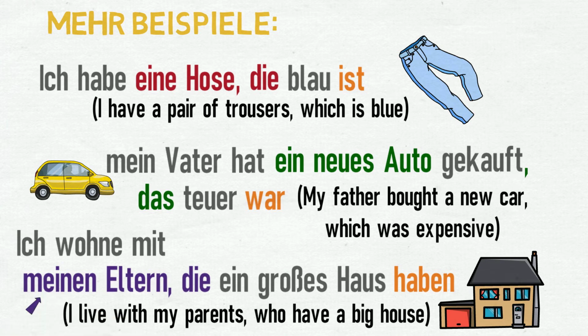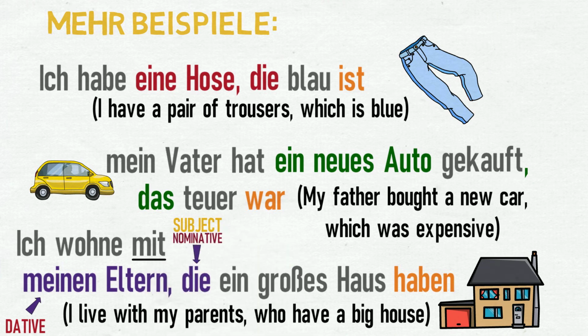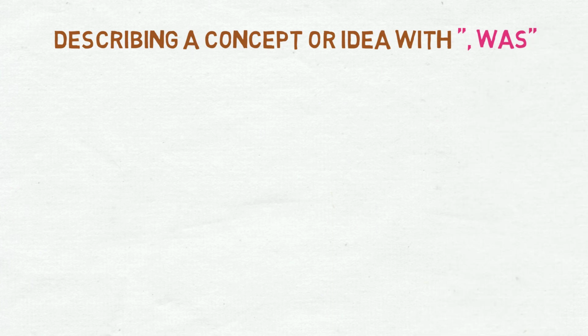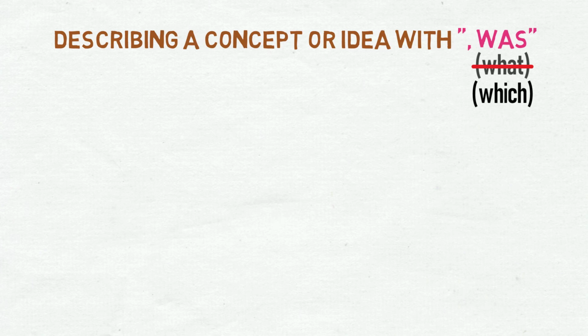As meine Eltern, shown here in the dative case as meinen Eltern because of mit, are plural, we use die and a plural verb, haben. Notice how it doesn't matter that meinen Eltern was dative in the first place, because the word die, who, is the new subject of the relative clause, so it will be nominative. The final thing worth mentioning regarding relative clauses with the nominative case is that we can use the relative pronoun was, which normally means what, but here can mean which when we want to describe a whole concept.